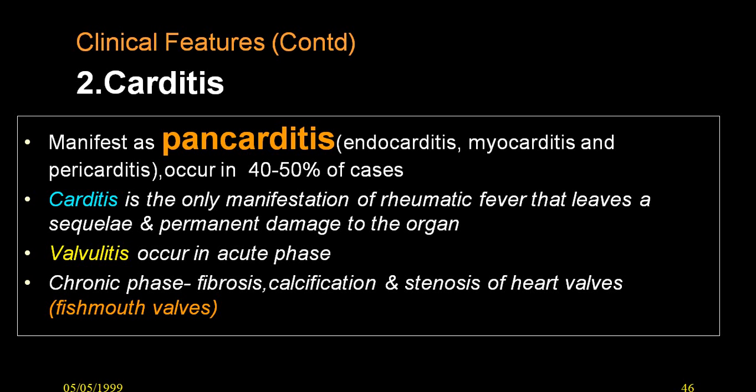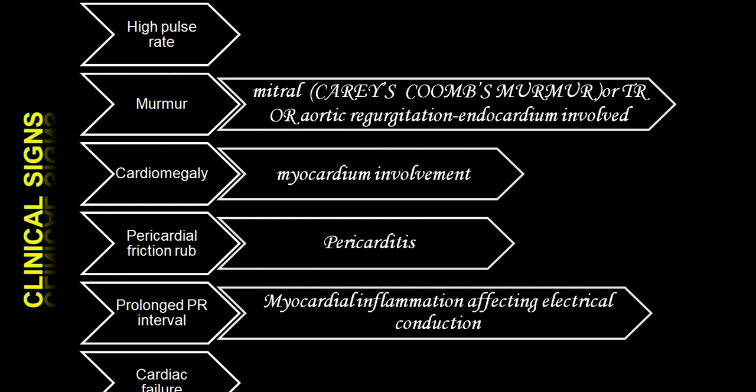And once it starts healing, it will end up with fibrosis, calcification, and there may be stenosis of the mitral valve, which is called fish mouth appearance, and because of fibrosis and calcification, maybe mitral regurgitation. But pure mitral regurgitation is absolutely rare. It will usually be with MS. But in the acute phase, you can have MR. So the murmur will be there, which is described as the Carey Coombs murmur. Rarely you come across a TR murmur or aortic regurgitation murmur in the acute phase.